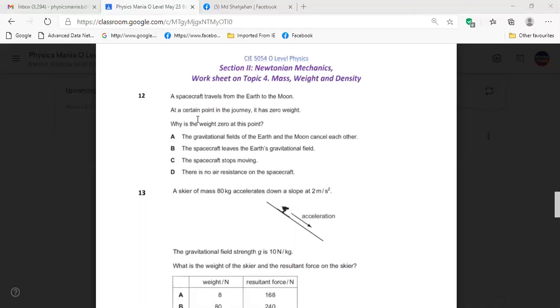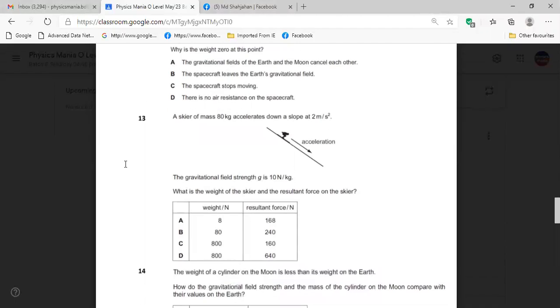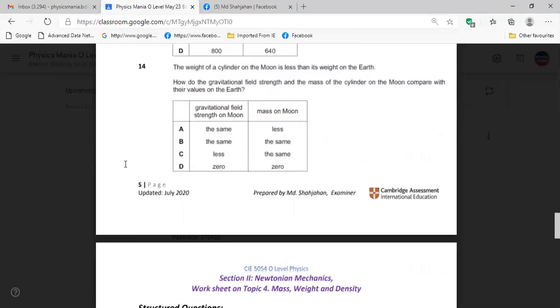Okay, now 13. A sphere of mass 80 kilograms accelerates down a slope at 2 meters per second squared. The gravitational field strength is 10 newton per kilogram. What is the weight of the sphere and the resulting force on the sphere? Yes, which one? This one. The weight is 800 newton and the resulting force, it is C.